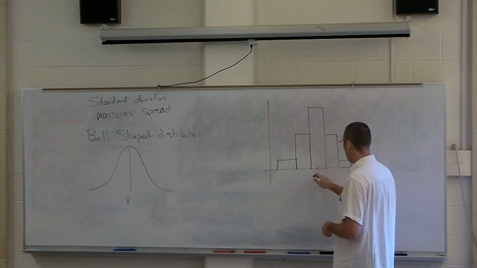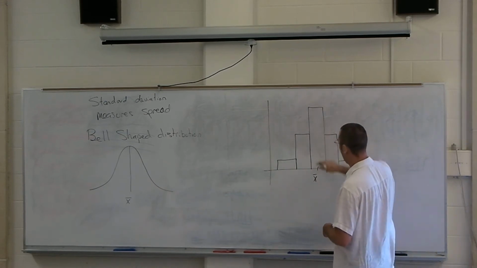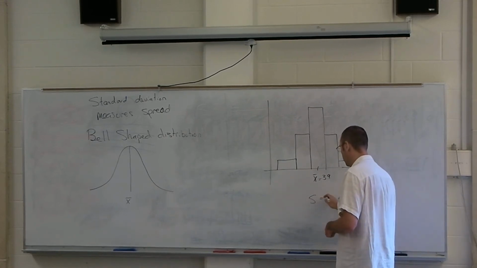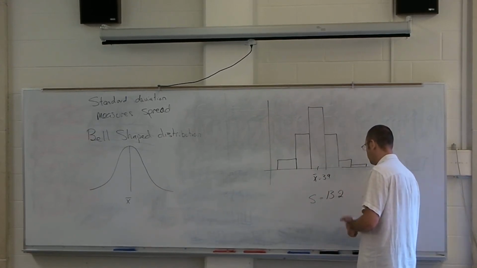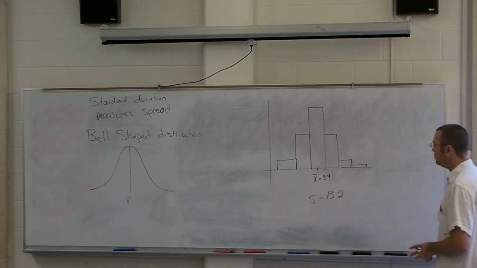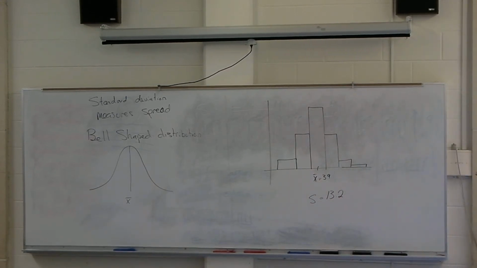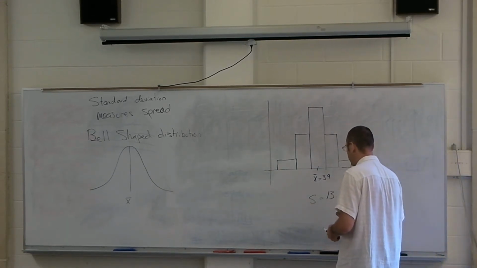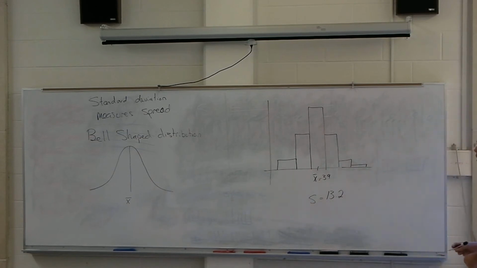Okay? Our mean was somewhere in this category. It was equal to 39. Okay? And our standard deviation for this one was 13.2. Now, interestingly enough, this allows us to identify certain percentages in terms of how much data falls within certain aspects of our picture here. Okay?